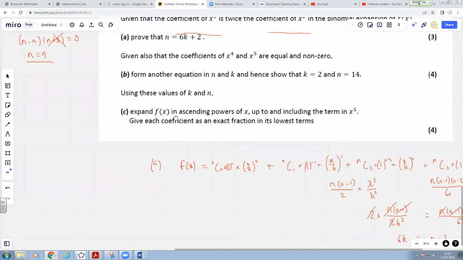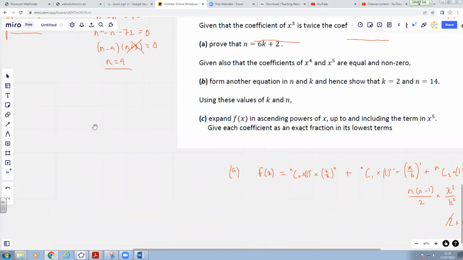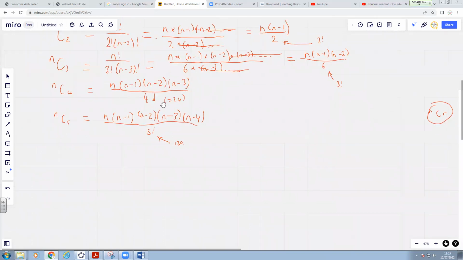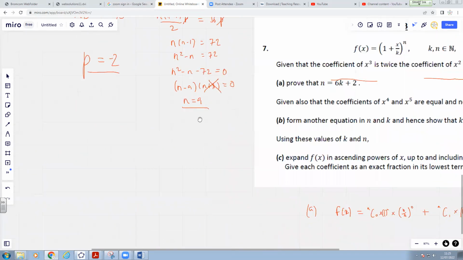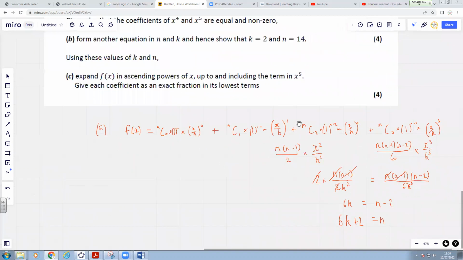Done. Okay. Part B, similar kind of aggravation, really, because we now have the coefficients of x to the 4 and x to the 5. Now, if you remember, I've actually done this up here. We've got n choose 4 there, and n choose 5 here. We're going to have to write all those out. The coefficients of x to the 4 and x to the 5 are equal. Now, look at what happened here. You're going to have an x to the 4 over k to the 4, and an x to the 5 over k to the 5.